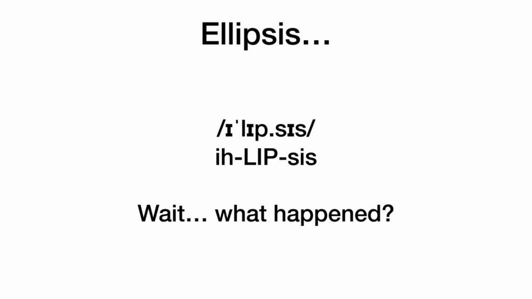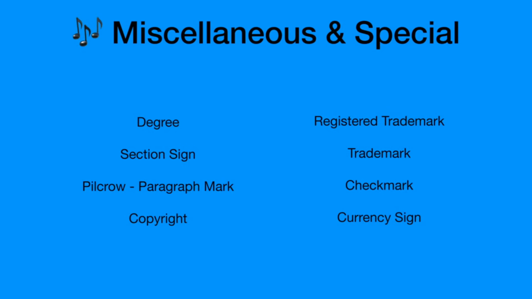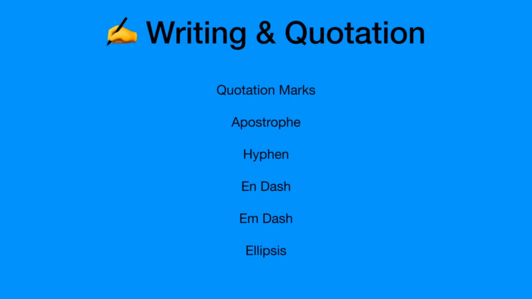Wait. Then you're going to add your ellipsis. What happened? Wait. What happened? So that's just an example of an ellipsis. All right. So let's go back. Let me back it up here and we will practice all of those one more time.